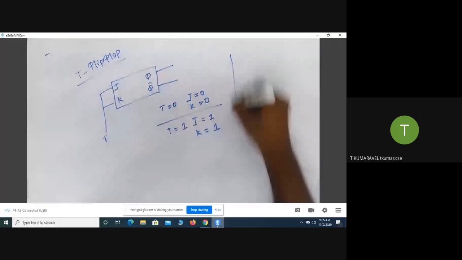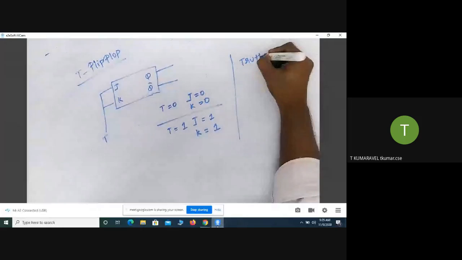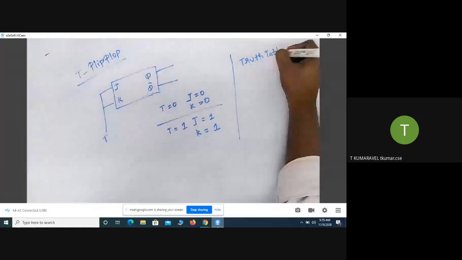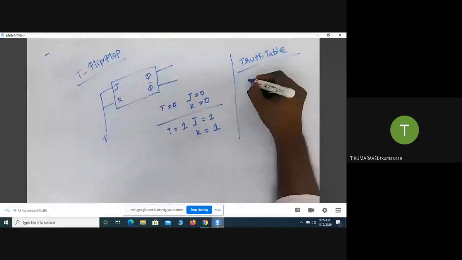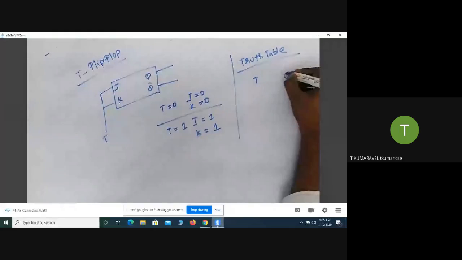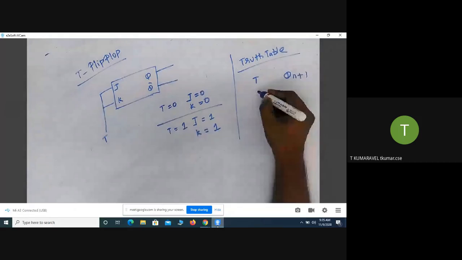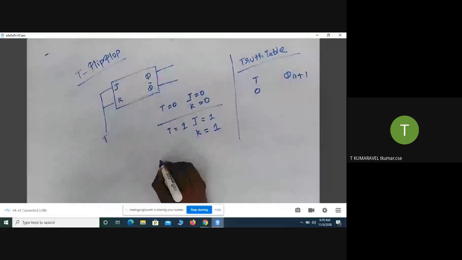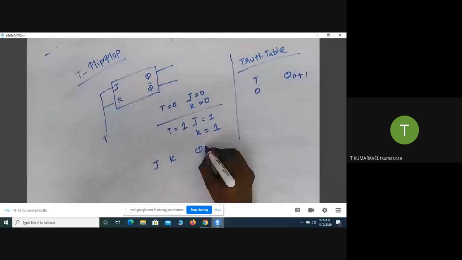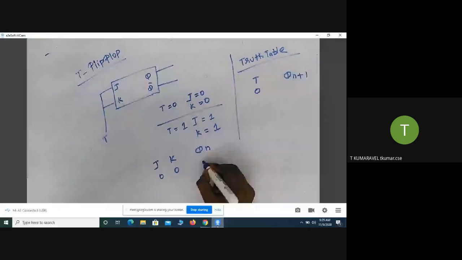From this, I'm going to write the truth table for the T flip-flop. How do you draw that? T is the input, and this is the current output, otherwise called the next state output. If I provide the input as 0, you already know the behavior of the JK flip-flop. The input combination is 0, 0. It will retain the previous state, no change. That can be represented as Qn.